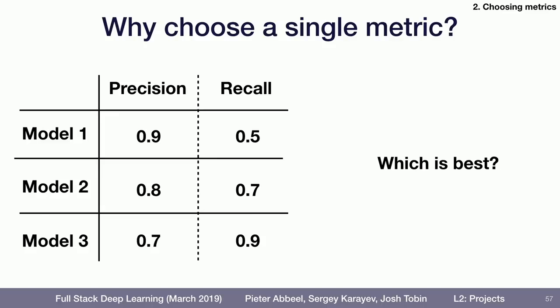Okay, so now let's think about why it's important to choose a single metric. So let's say that we've trained 3 models on some task, and they have the following precision and recall scores. And our goal is to figure out which one is best, right? Because the simple reason is, like, how do we actually do this with 3 models? It's not really clear. None of these dominate the others.